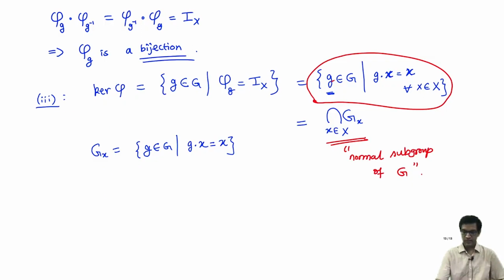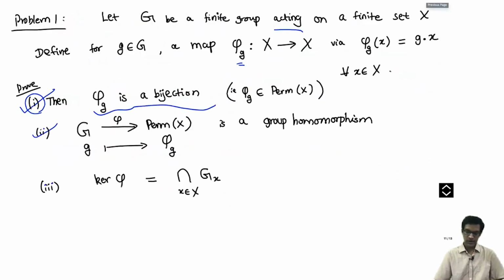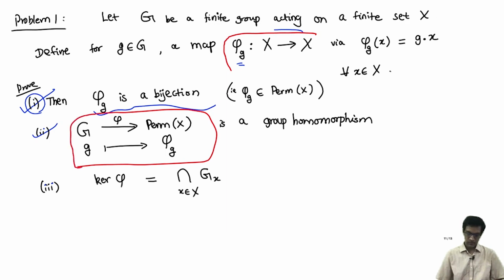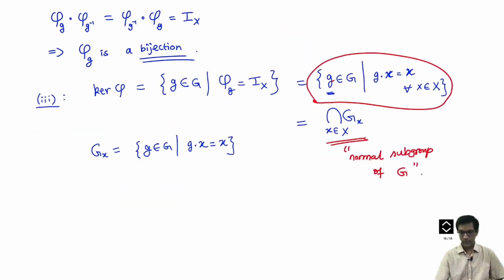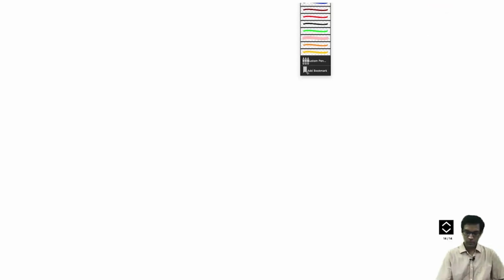Okay, so that's the first problem, and the point here is that you can actually view actions this way. This part of the problem can often be thought of as an equivalent formulation of group actions. You can define, if you wish, a group action to be a homomorphism from the group G to the group of permutations of a set. Okay, let's move on to problem 2.